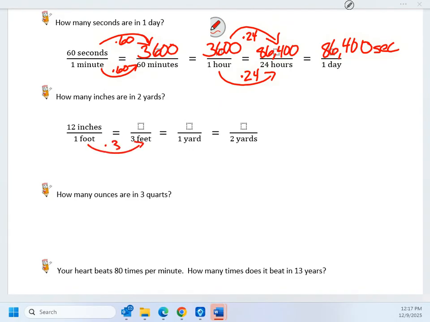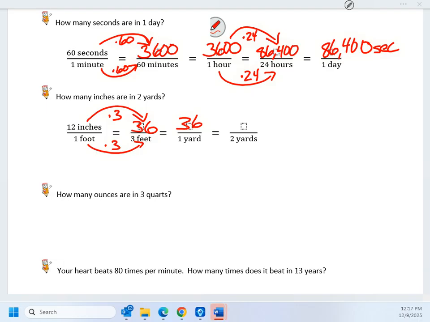By 3. So I'm going to multiply up here by 3. What's 12 times 3? 36 is 1 yard, sorry. 3 feet is 1 yard, so we know that 36 stays here. Now what do I do? Colin?